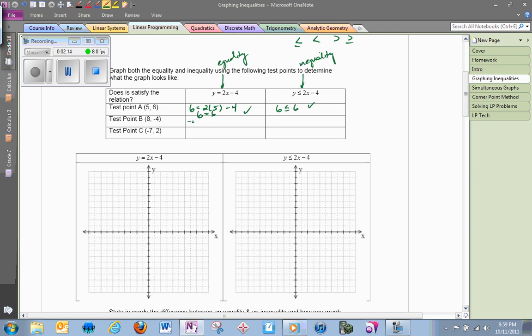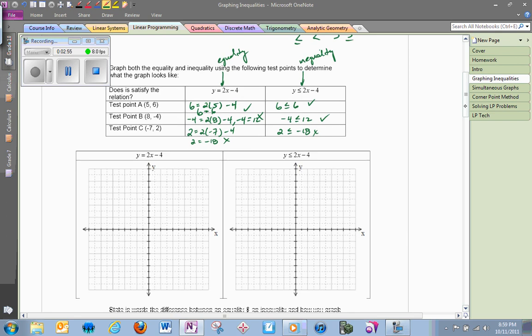Well, let's say this. I have negative 4 is equal to 2 times 8 minus 4, which is the same as negative 4 is equal to 12. Well, that's not true. And if we tried it over here, we would get negative 4 is less than or equal to 12. Well, that's true too. Let's try the last one. I would get 2 is equal to 2 times negative 7 minus 4, which is 2 is equal to negative 18. Well, that's not true. And 2 is less than or equal to negative 18. Well, that's not true either.